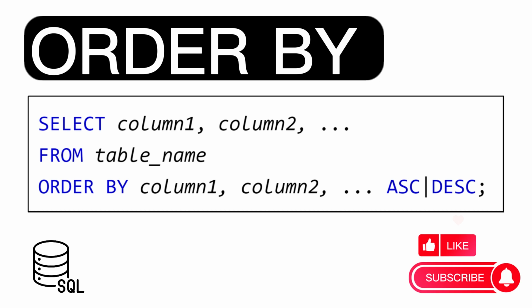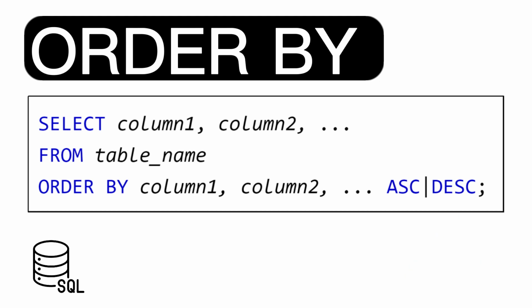So let's start. The order by command is used with the select command. The purpose of the order by command is to sort data by column or group of columns. Sorting can be done as ascending or descending. Let's understand better how the order by command works by making an example.